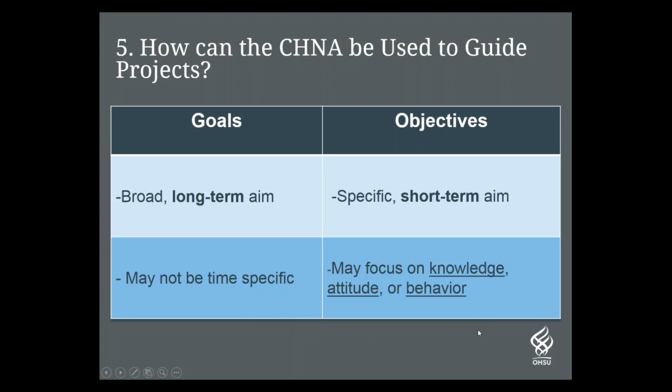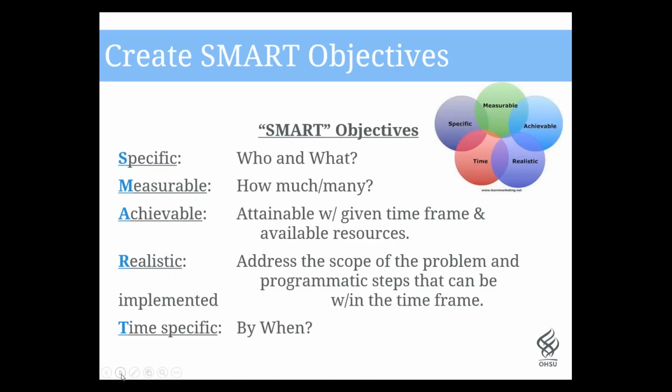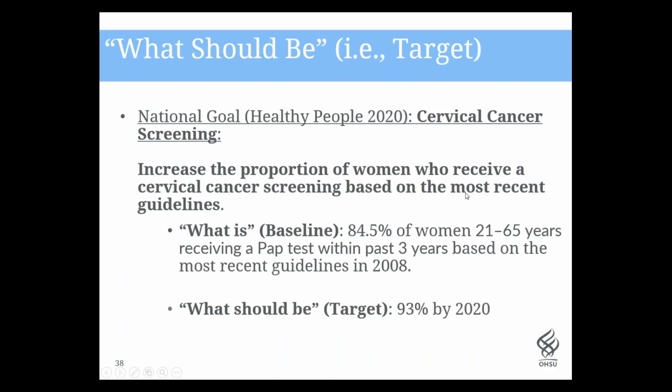My apologies. Community health needs assessment can be used to guide projects. You want to identify both goals and objectives. And I'm going to walk through an example here real quick of what this might look like. We're going to skip SMART objectives. People can hopefully take a look back at these slides and think about how SMART can be used to best write an objective. But to give an example of how we can use this community health assessment to actually develop goals and objectives and develop projects.